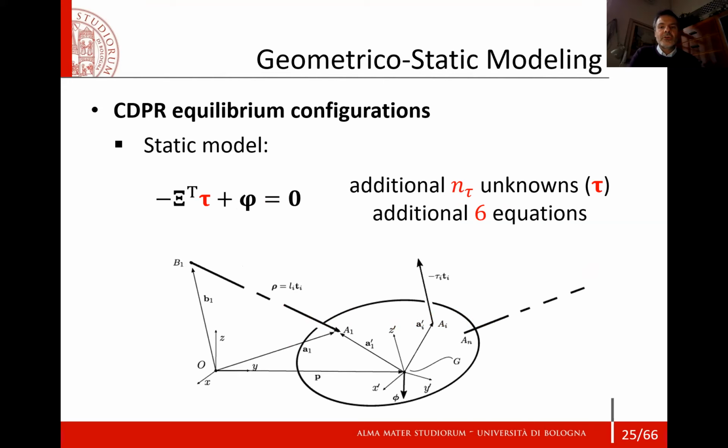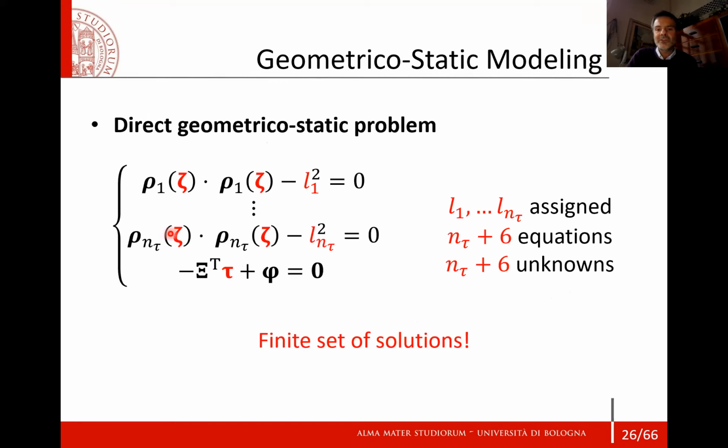On the contrary, when we introduce a static model, which is basically the equation where the cable tensions left multiplied by the transpose of the Jacobian is set equal to the external wrench applied on the platform, we achieve a square system that has a finite set of solutions. And this is what we call the direct geometrico-static problem.